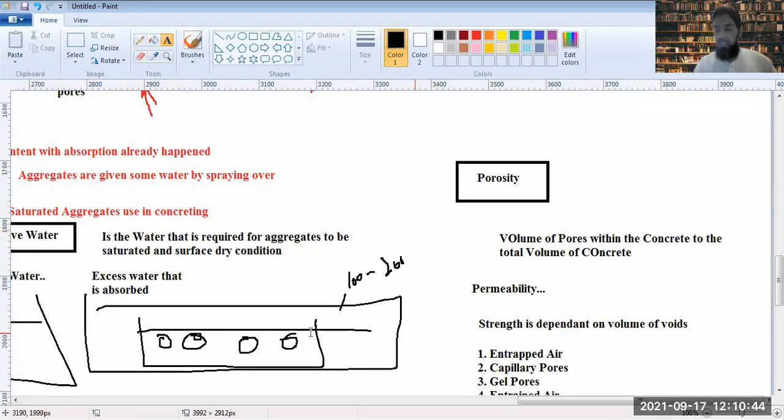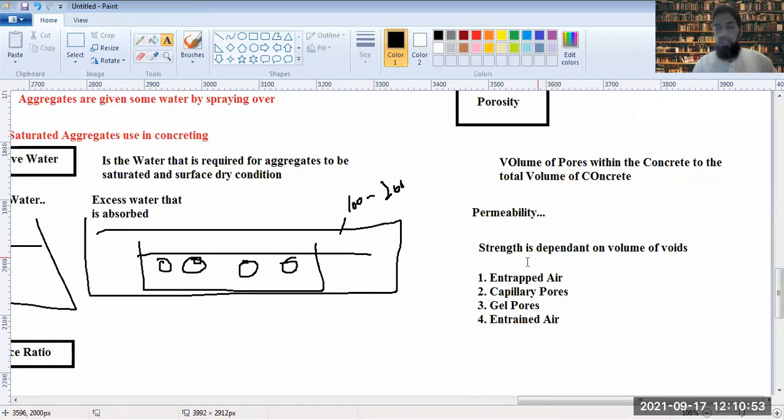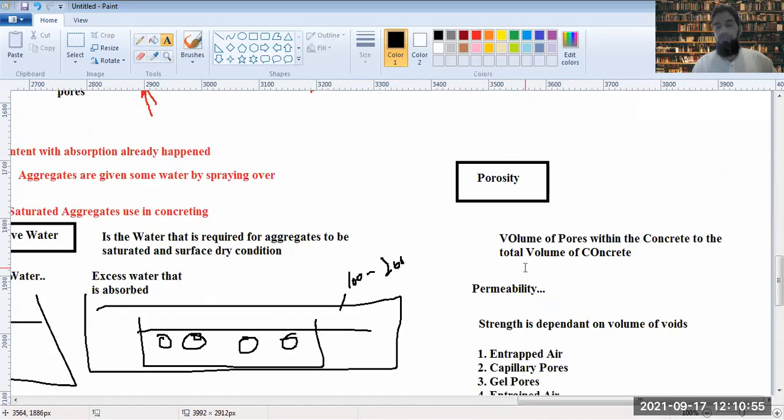Now, what does this depend on? Your strength is dependent on the porosity as well, and thereby, if the porosity is more, your strength will be less. If your porosity is less, the strength of the concrete will increase. I can show you how we determine the volume of all these, but probably we might do a question on that in one of the classes.